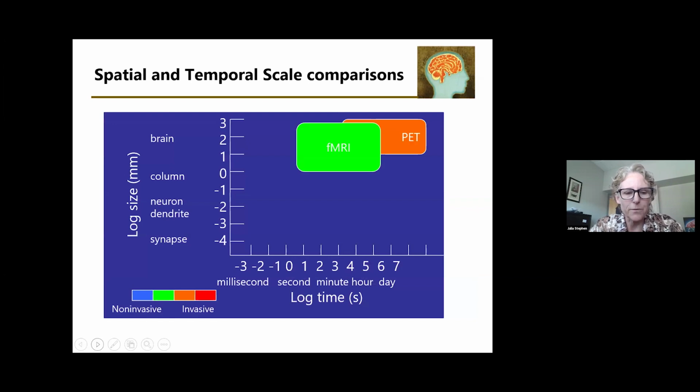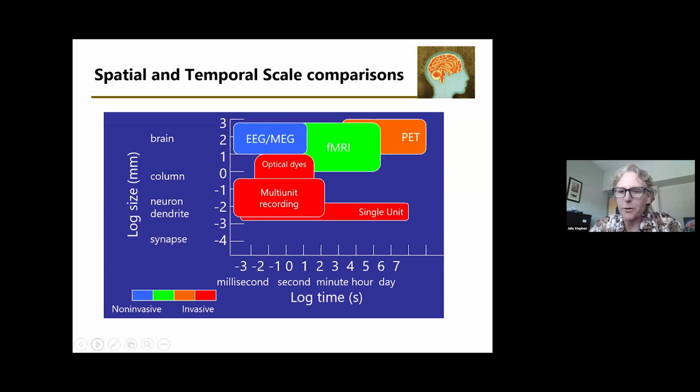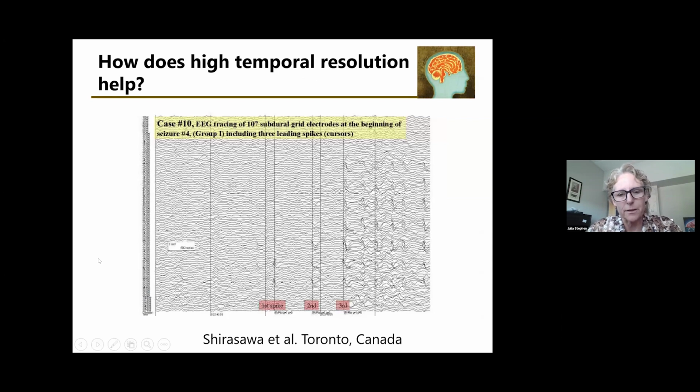So just as a brief overview of the difference between fMRI and PET, for example, the other non-invasive neuroimaging techniques, EEG and MEG have higher temporal resolution, so we can collect data at about 1,000 hertz or every millisecond. Other invasive measurements also have this type of high temporal resolution, but EEG and MEG are the ones that can provide it non-invasively. So this is just an example of why that timing is important and useful.